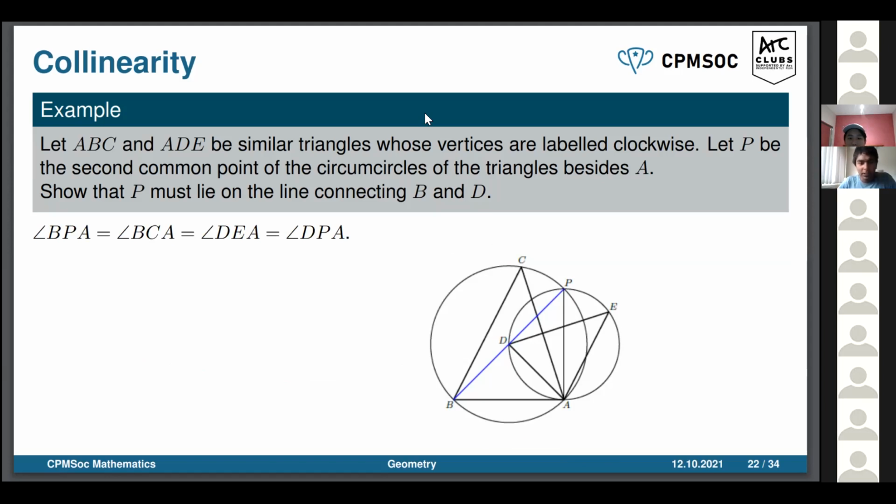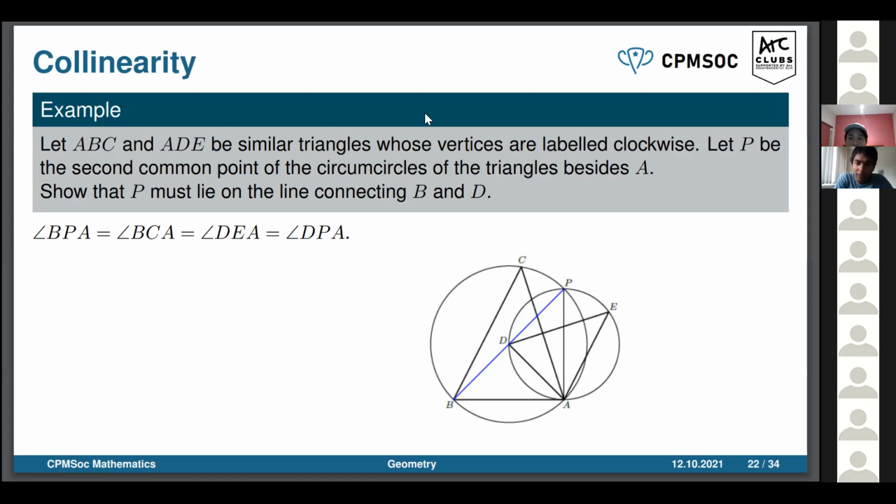And now P is the intersection of the circumcircles of the two triangles. And so one of the intersection points is A itself, but we're looking at the second intersection point, and we'll call that point P. And the question is to prove P must be on the line connecting B and D.